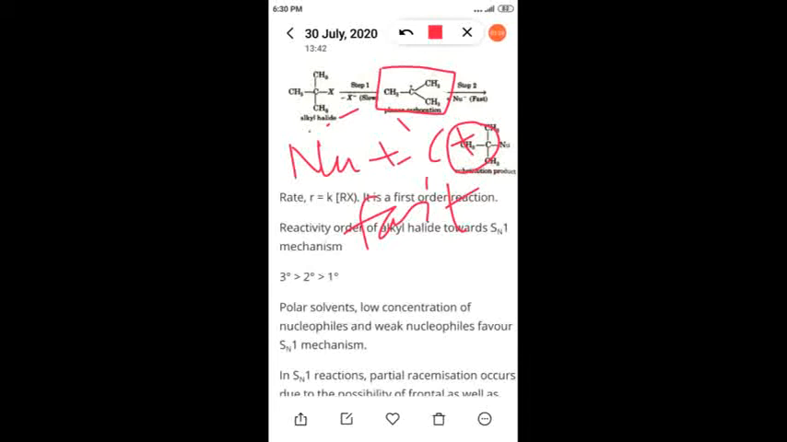To form the nucleophilic substitution product. Here, according to this, 3 degree carbocation, then 2 degree, then 1 degree, means tertiary halide will give a faster reaction than 2 degree, then 1 degree. Now SN2 reaction is faster for first degree, and third degree for SN1. Now polar solvent, low concentration of nucleophile, weak nucleophile favor SN1 reaction, right?